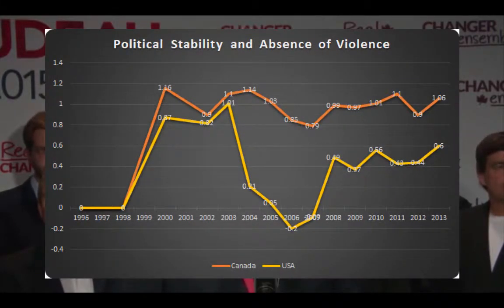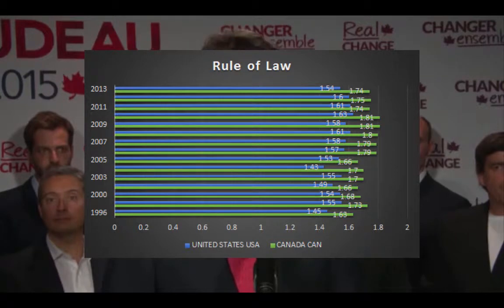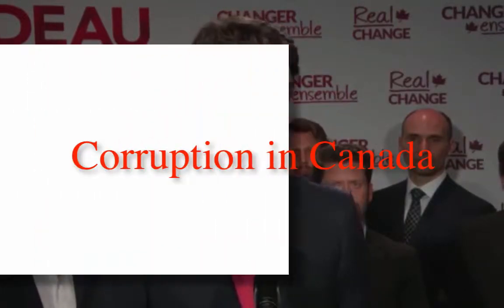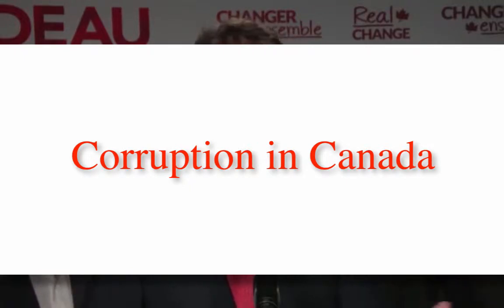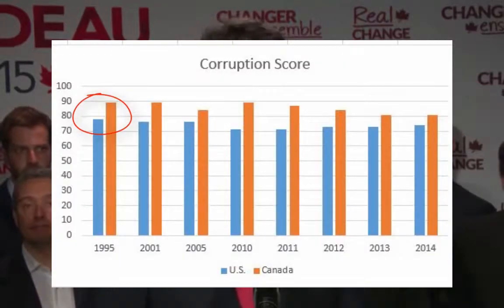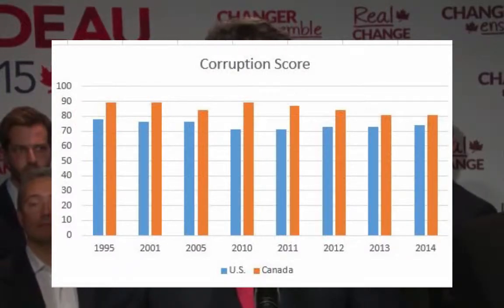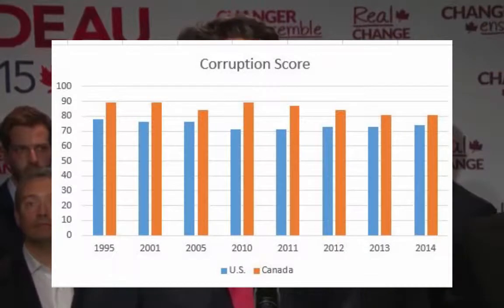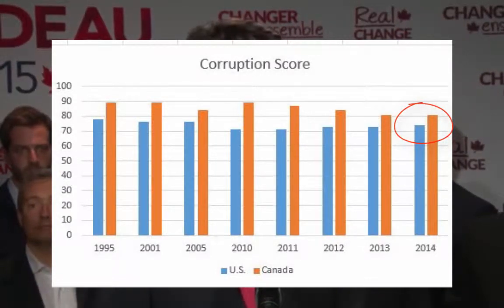Canada is also relatively politically stable with a high rule of law. Canadians tend to obey their laws more compared to the US. Over the past few decades, there has been very little corruption in Canada. As we take a look at the corruption score over time, we see that in 1995, Canada scored an 89 compared to the US at a 78. Corruption stays at a fairly similar level for both countries, as we see the most recent score here in 2014, where Canada is at an 81 and the US is at a 74.